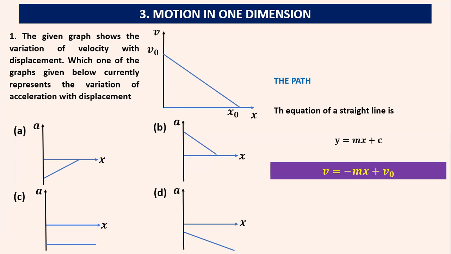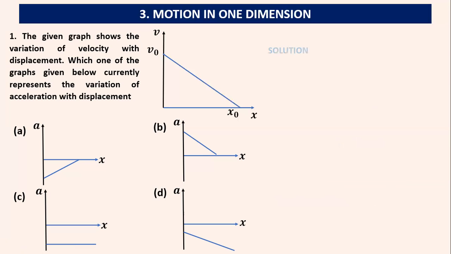On differentiating both sides, on the left hand side we get acceleration, and on the right hand side we get a velocity. That velocity, we have to replace with v equals minus mx plus v naught to get a relation between acceleration and displacement. From that equation, we have to check whether the slope is positive or negative and the y-intercept is positive or negative. Then we have to find which one of these four graphs follows that rule. So let us go for the equation.